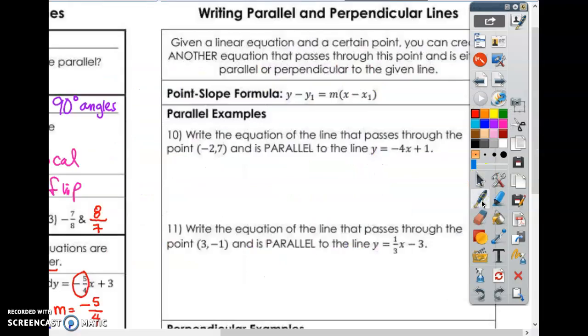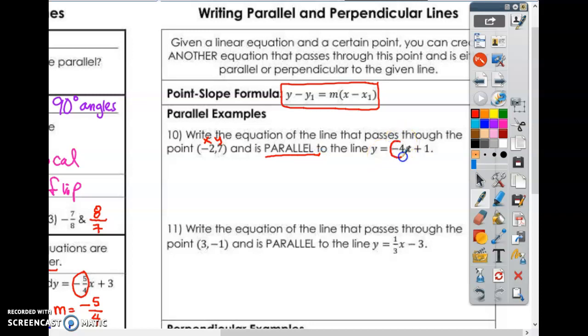Okay, here we're going to do some stuff that we did before. We're going to use this formula to create lines. We have to write the lines now because we don't have answer choices. If we had answer choices, then just use the answer choices. And I'll show you right now how we're going to do that. But this one says, write the equation of the line that passes through this point. This is x, y. And it's parallel, same slope, to the line y equals negative 4x plus 1.